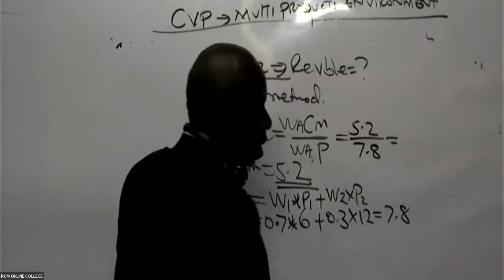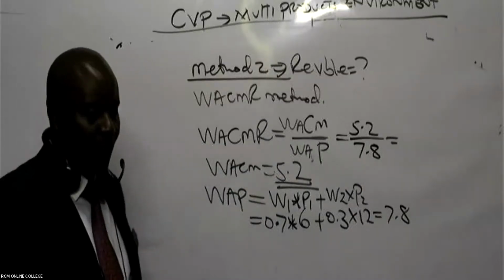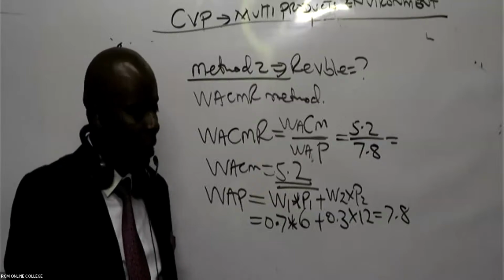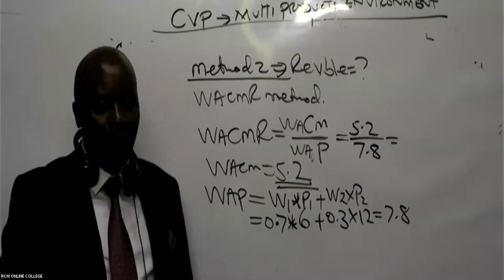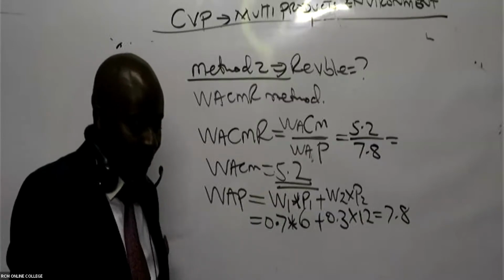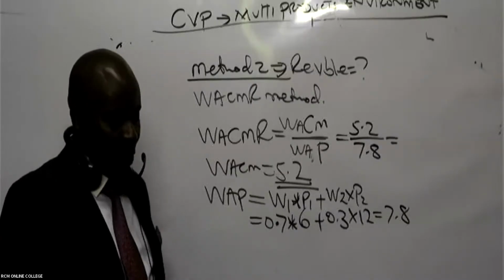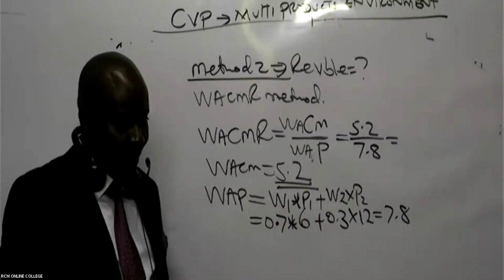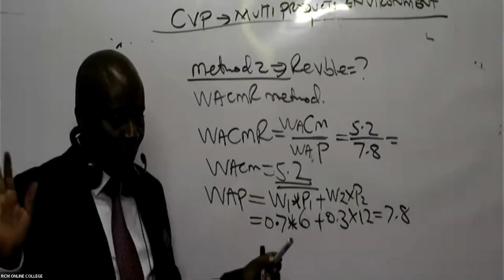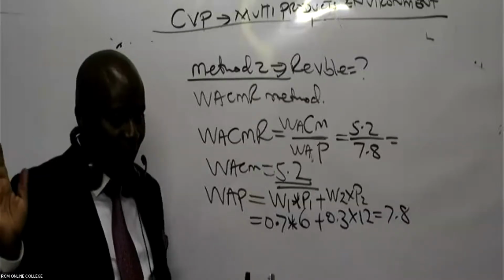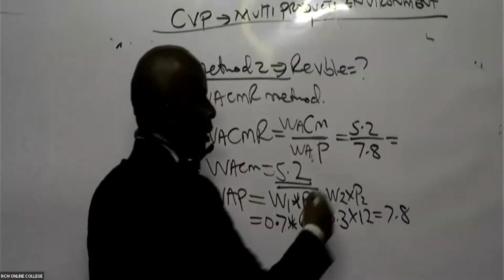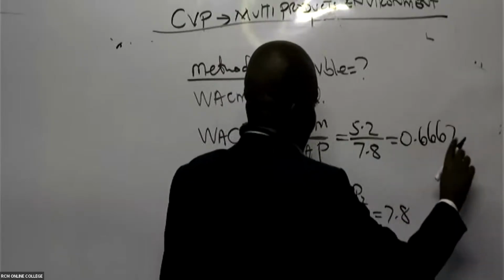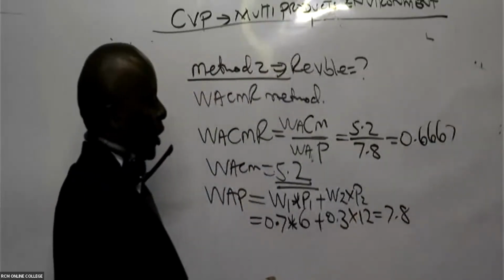Are we able to get a beautiful ratio? Let's see. WACM over WAP. So 5.2 divided by 7.8. What are we getting? So not beautiful, right? Recurring, right? So then I would want you to use the figure that you have in your calculators. The more the decimal places that are recurring, the more accurate we shall be.